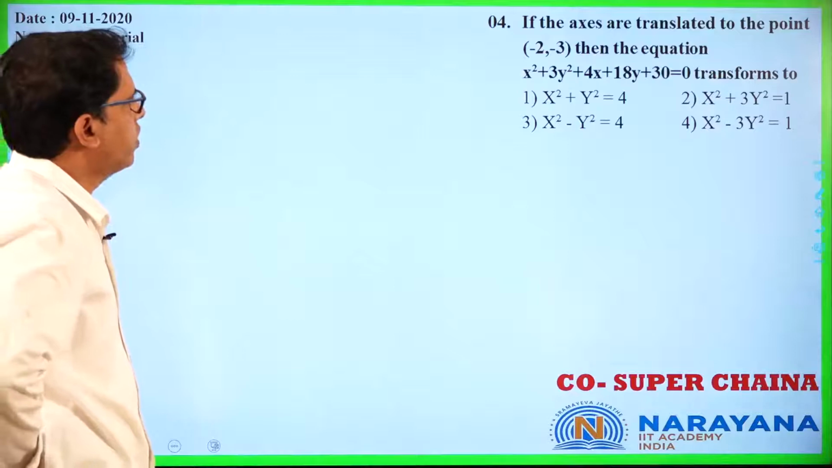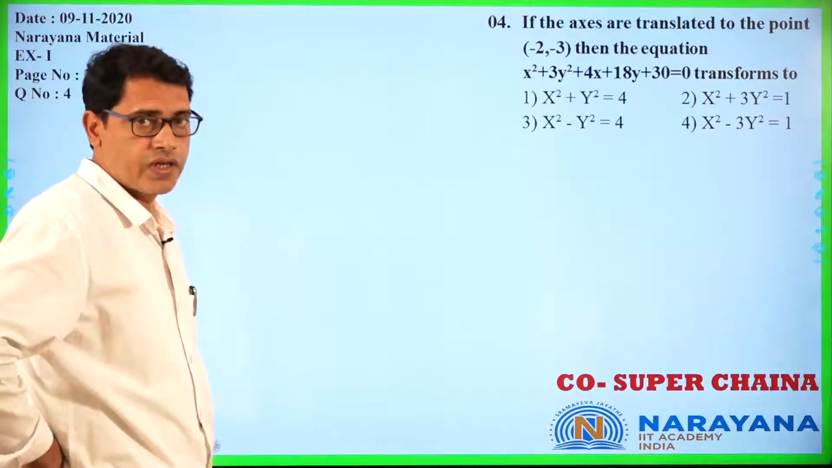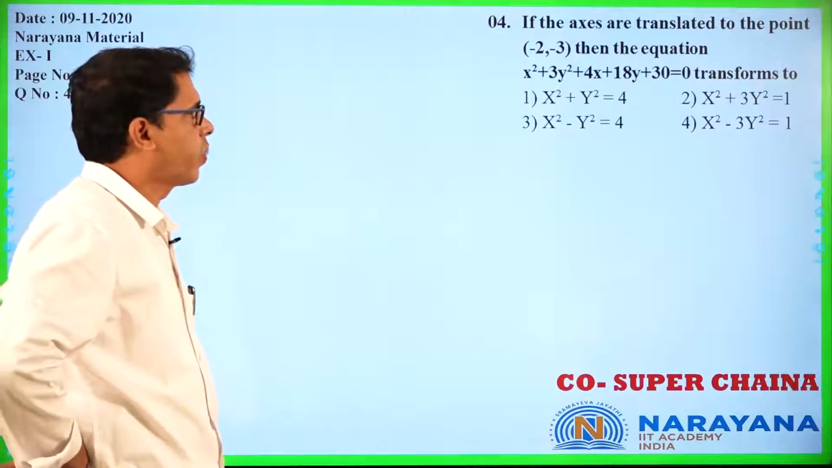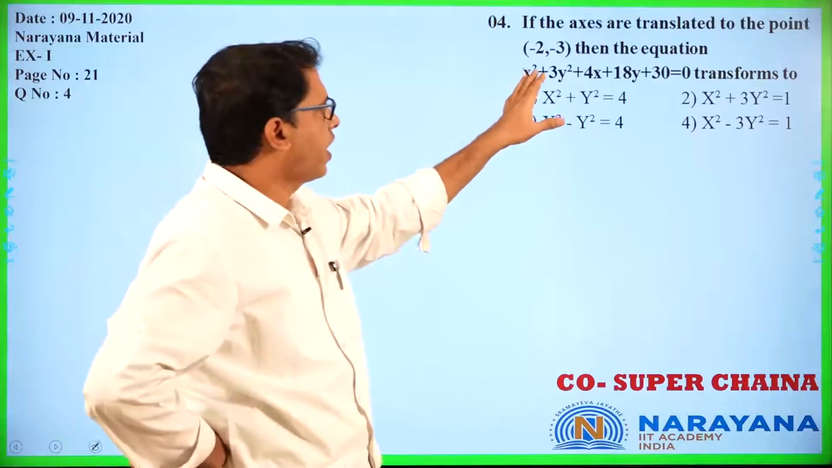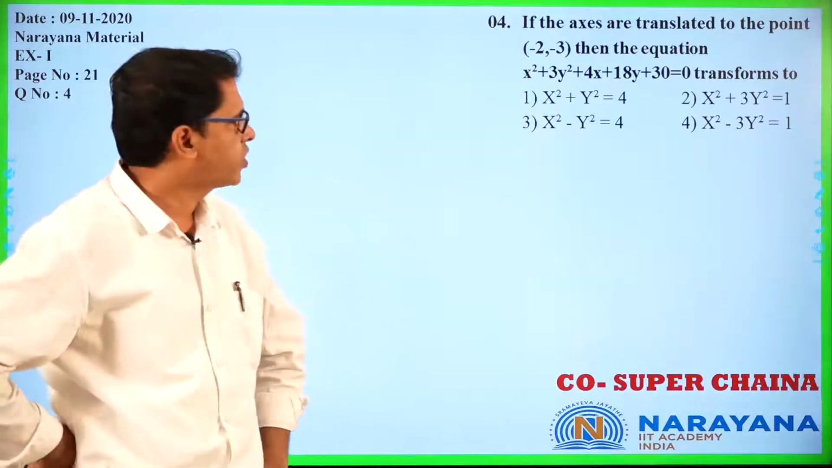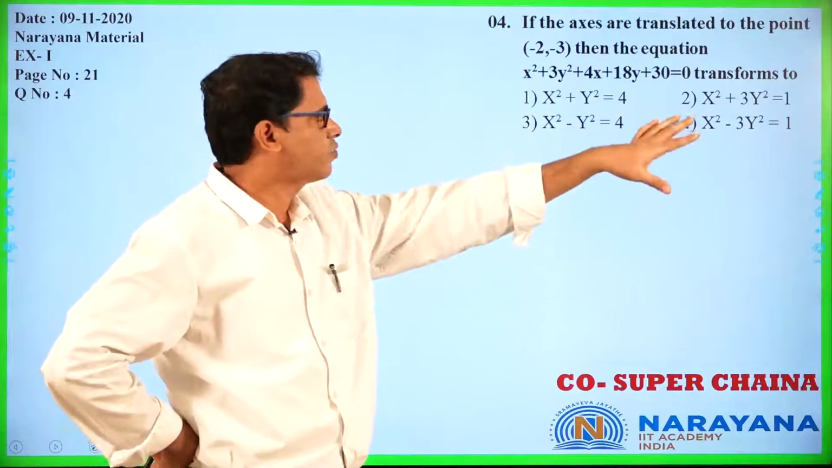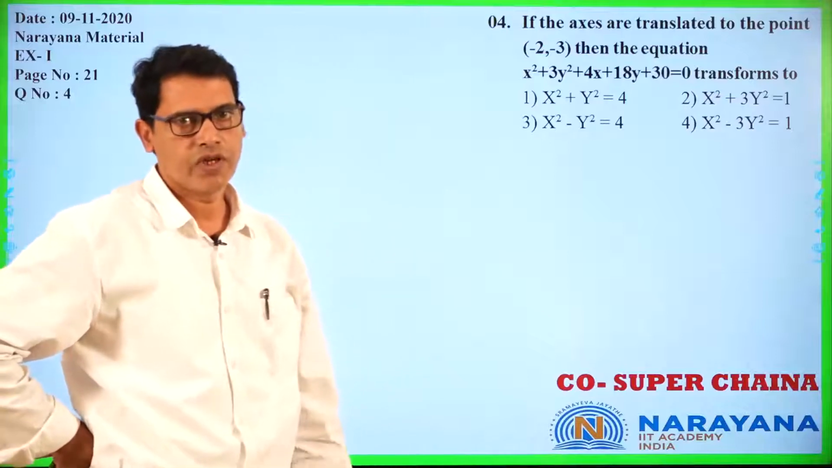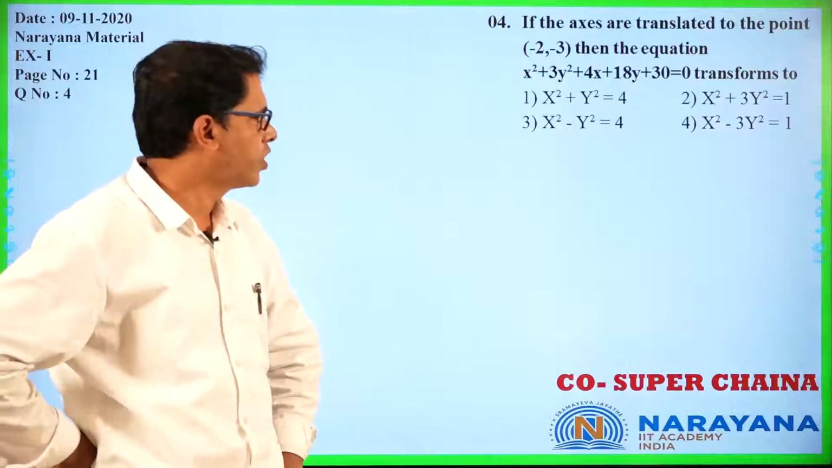Now, we have to find the transformed equation. If the axes are translated to the point (-2, -3), then the equation transforms to what? It means we have to find the transformed equation, a new equation.